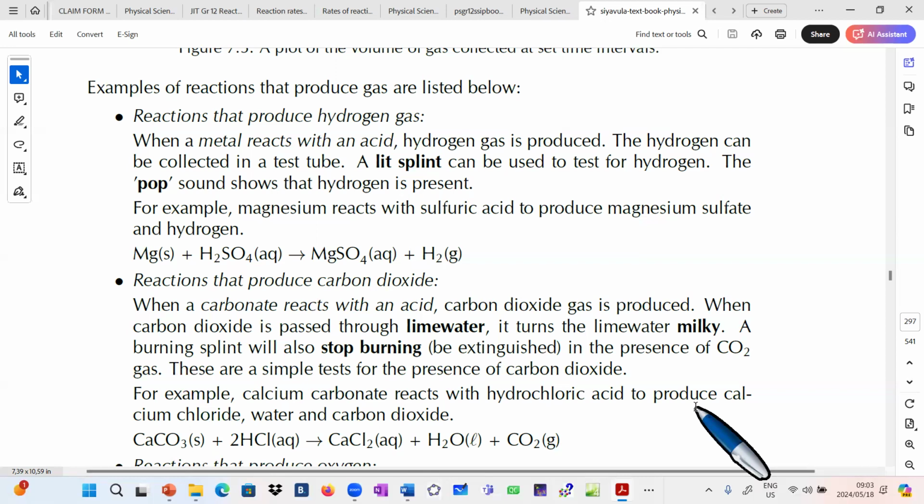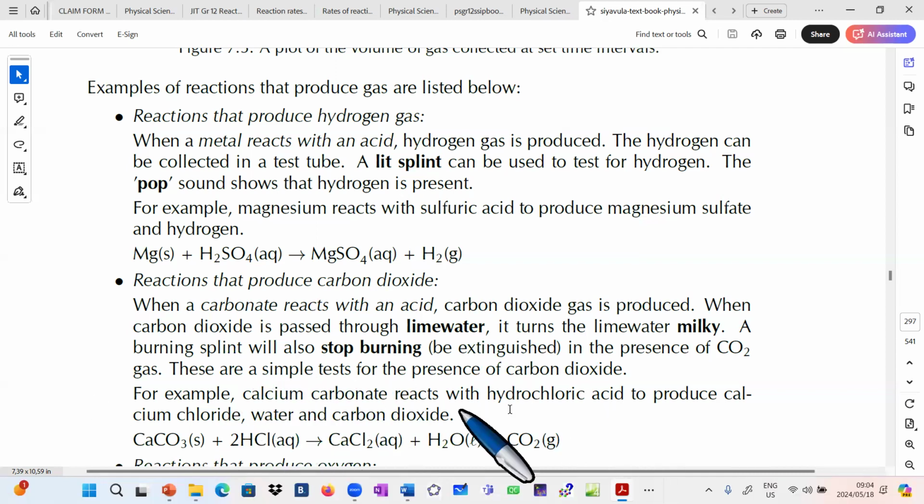So how do you test for carbon dioxide? You pass the carbon dioxide gas through lime water, and it turns the lime water milky. A burning splint will also stop burning, be extinguished in the presence of CO2 gas. If you put a burning splint of wood into a vessel of carbon dioxide, it stops burning, and that means it's carbon dioxide. Or if you think carbon dioxide is in a test tube, you bubble it into lime water, and you find that the lime water turns milky. These are simple tests for the presence of carbon dioxide.